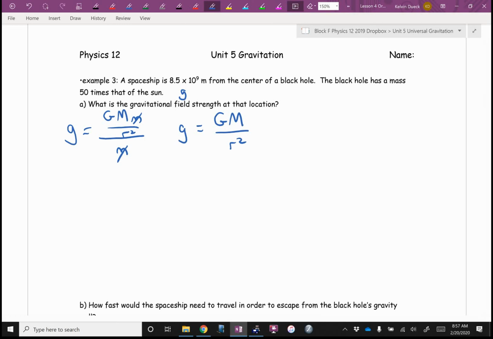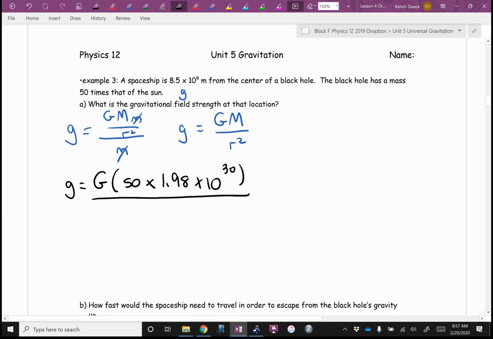Okay. For now, we want to calculate the gravitational field strength that this spaceship is at 8.5 times 10 to the 9th meters from the center of the black hole. Okay. It's going to be big G, 50 times the mass of the sun. It's on your sheet. What's the mass of the sun? Starts with a 1, I think. 1.98 times 10 to the, all over.